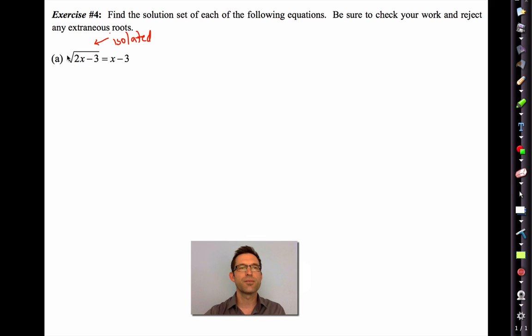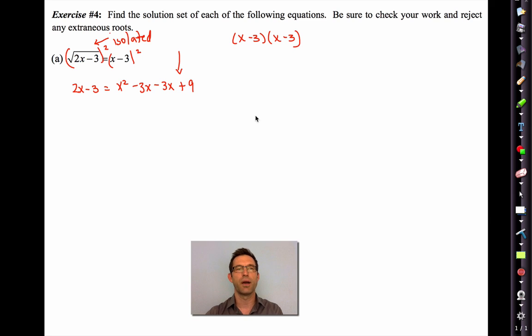We can just square both sides. All right. Now, when we square this side, we just get 2x minus 3. This side's a little bit more work. I have to FOIL it, so I'll get x squared minus 3x plus 9. Real important that that's plus and not minus. Let me combine some like terms on the right-hand side. We'll get x squared minus 6x plus 9.